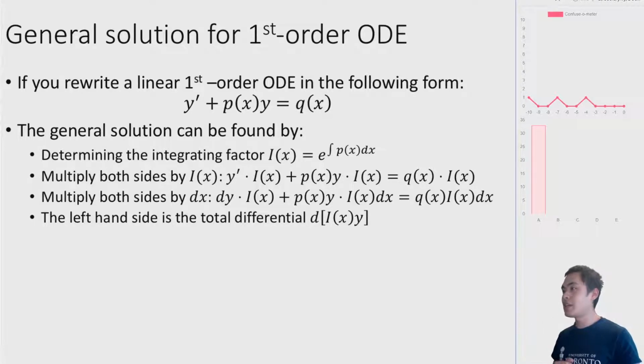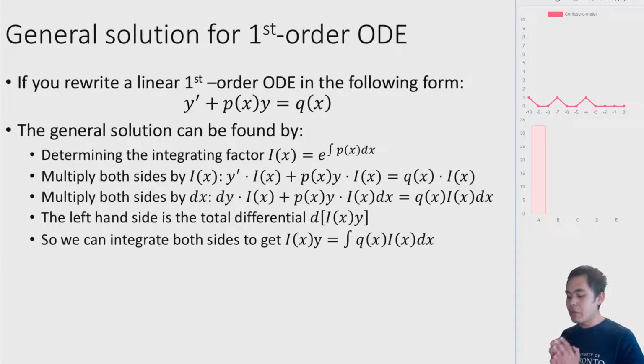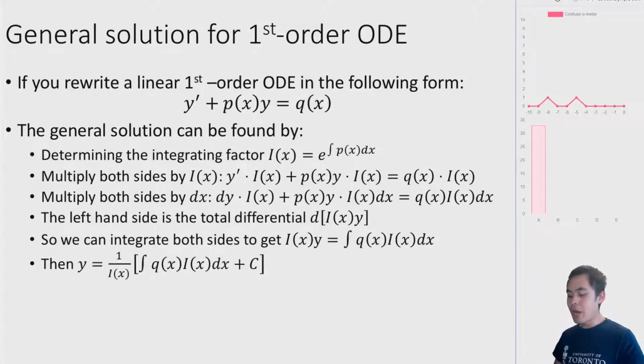And then the left-hand side is the total differential d of I of x y. So this is just something that happens to be true, and this will always be true for linear first-order ODE. And so then you can integrate both sides to get I of x times y is equal to the integral of q of x I of x dx, which is an integral in one variable, and we know how to do that. And so therefore y is equal to 1 over I of x times the integral of q of x times I of x dx plus c.